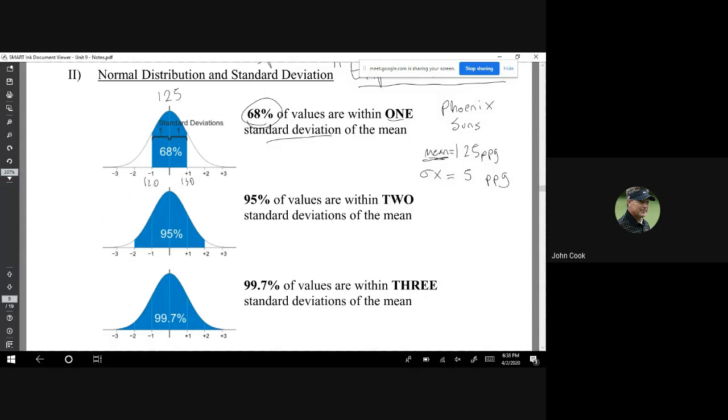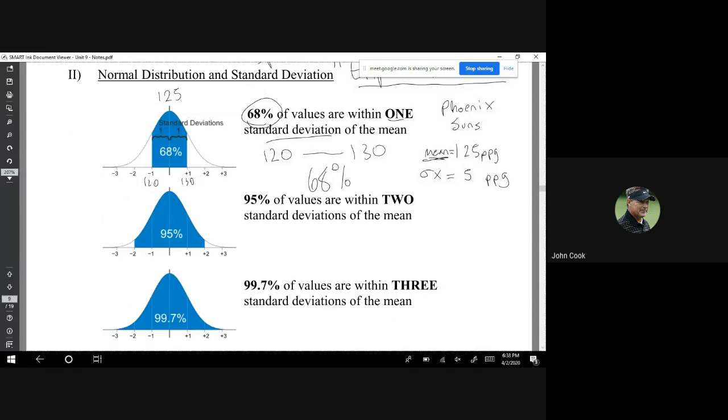So the empirical rule states that out of all the games in the Suns season, within one standard deviation, in other words, 120 to 130 points in a game, that means that 68% of the games fall within this range right here.